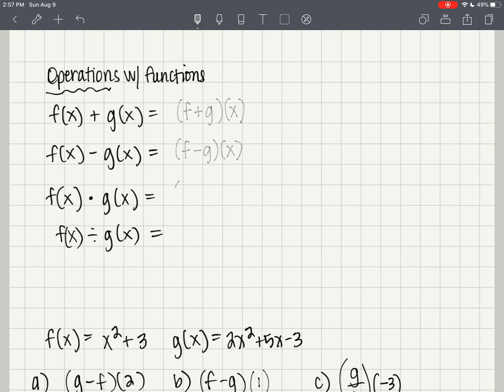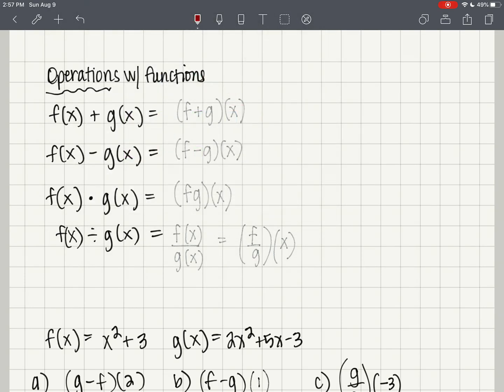F of x times g of x, you've probably guessed it. fg means multiplication of x. And then f of x divided by g of x, we can rewrite that as f of x over g of x. And we can further simplify it to be f over g of x.